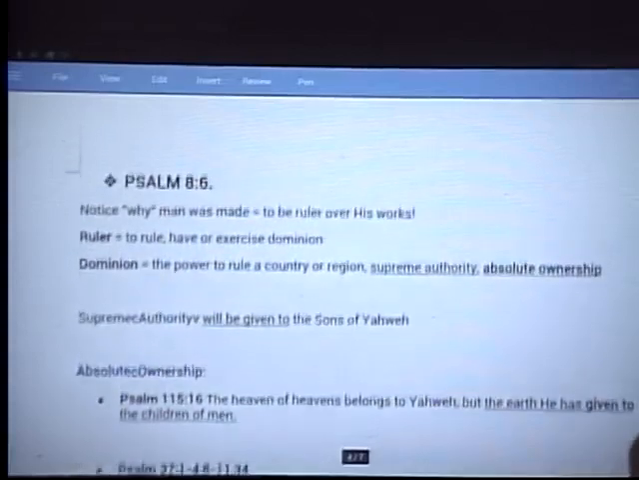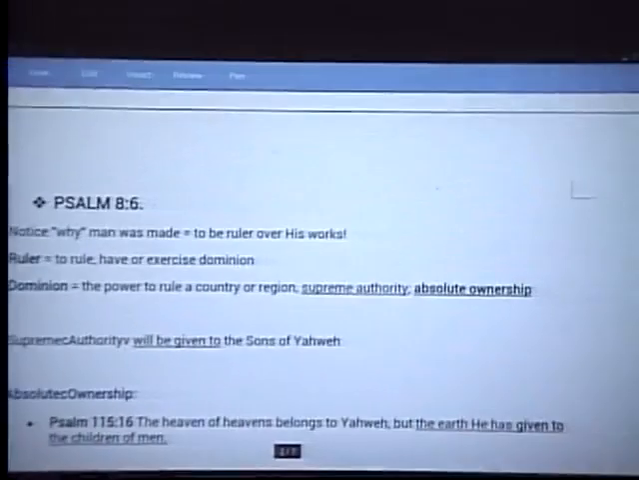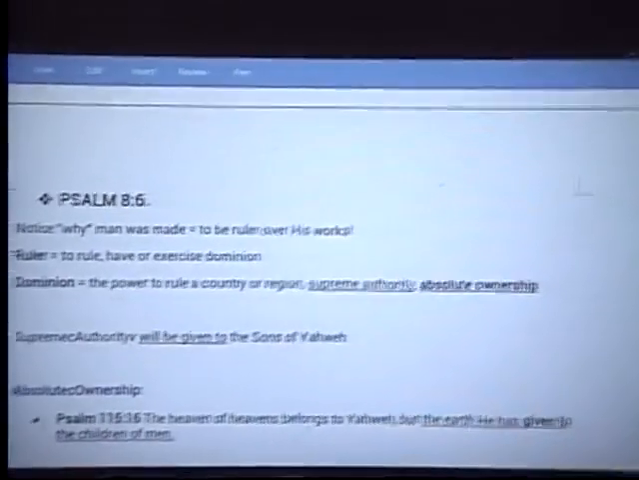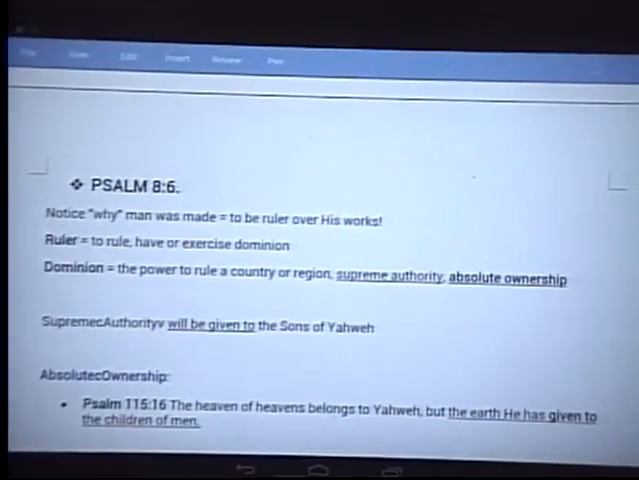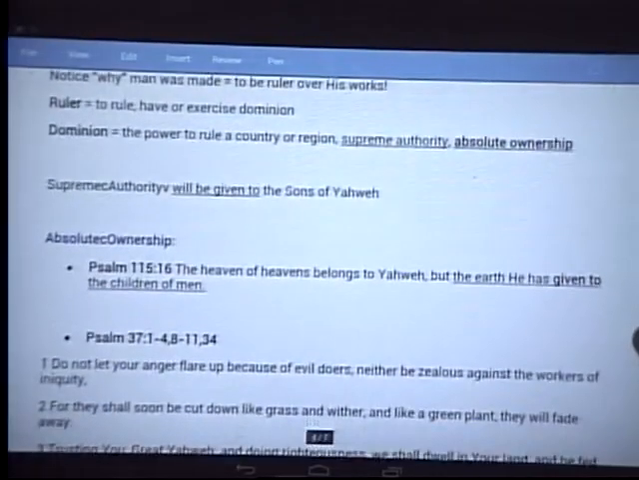Now, absolute ownership. Think about Psalm 115, verse 16, because Yahweh says, the heaven of heavens belong to Yahweh, but the earth he has given to the children of men. So the children of men own the earth. Okay? It's given into us. Psalm 37.